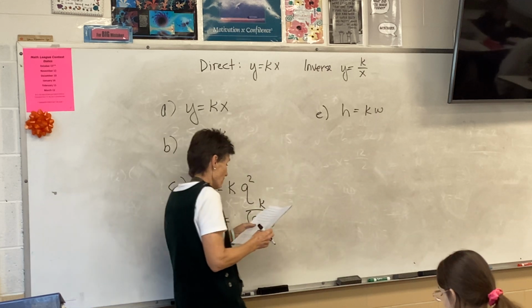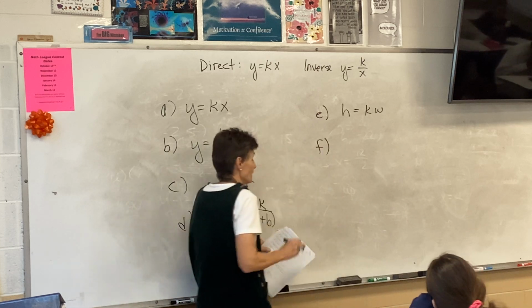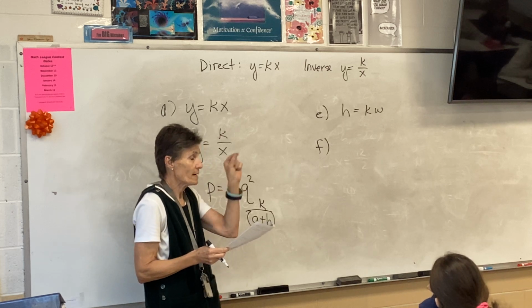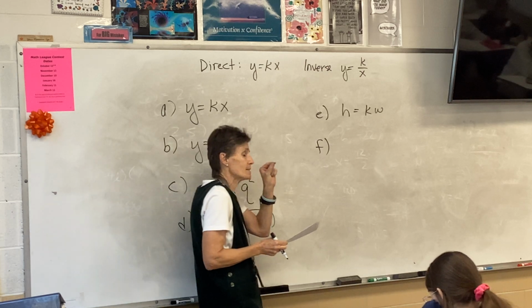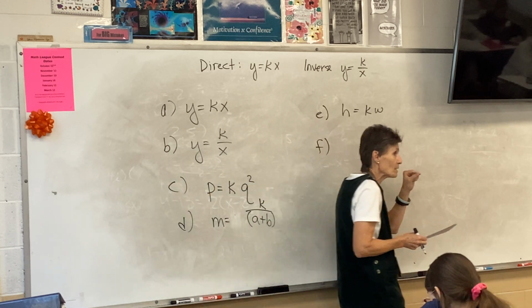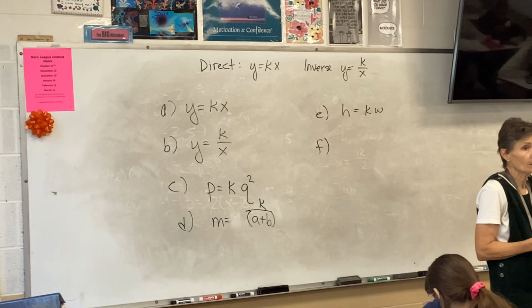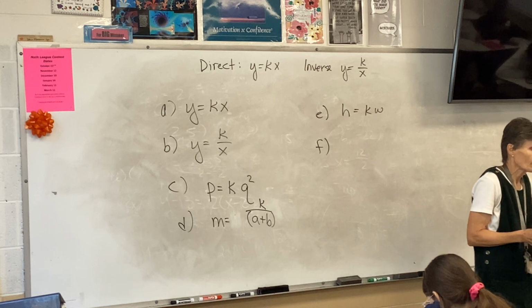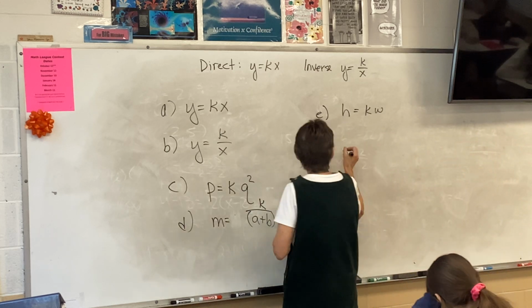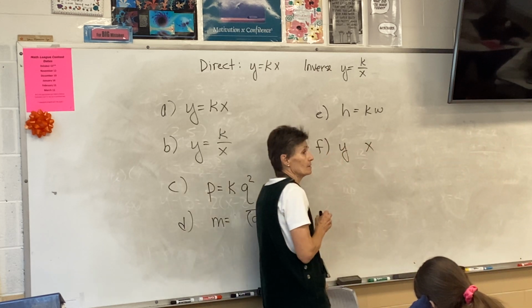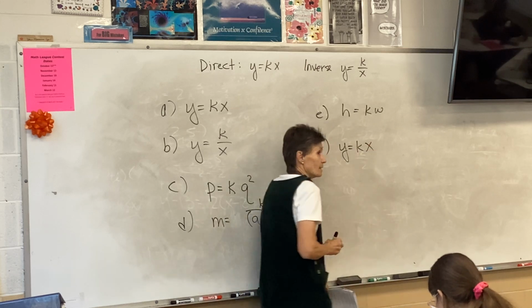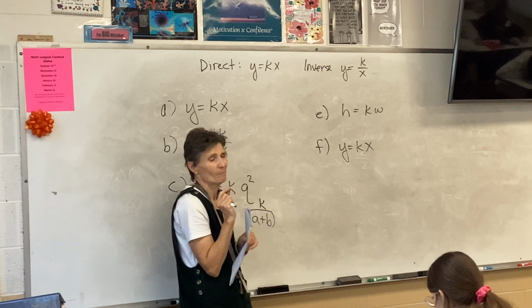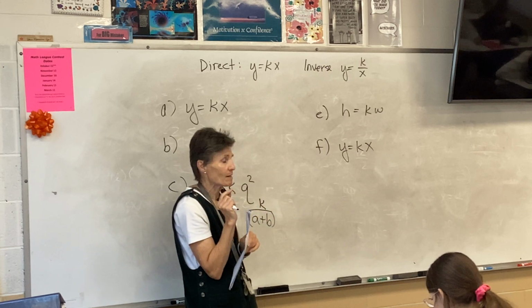All right, F. Now, F has a different vocabulary. F says proportional to. Proportional to is the same as varies directly. When you say things are proportional, you mean they vary directly. It's just a different word. So y and x vary directly, so y equals kx. Question F is the same as question A. They mean exactly the same thing.